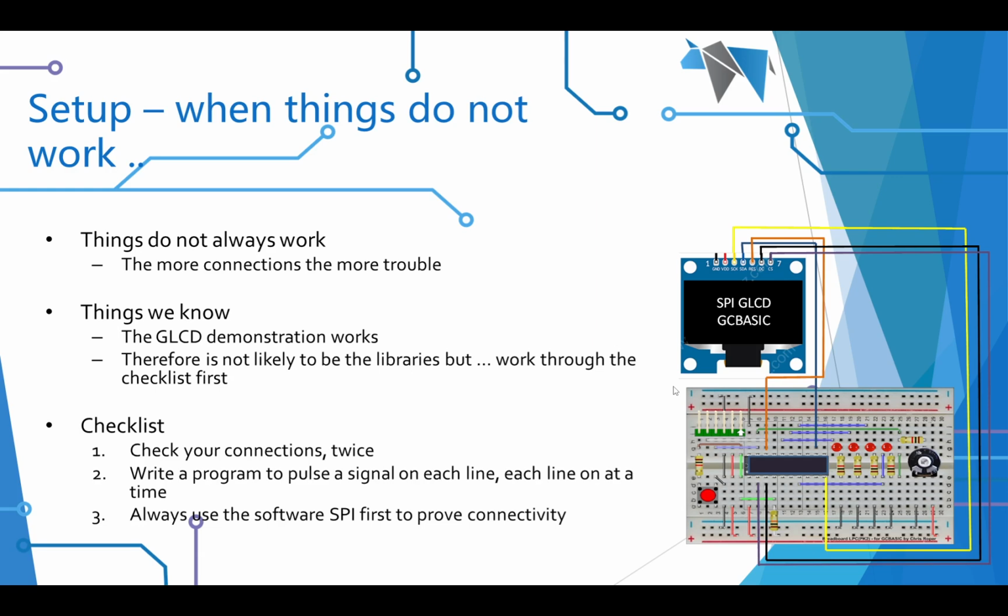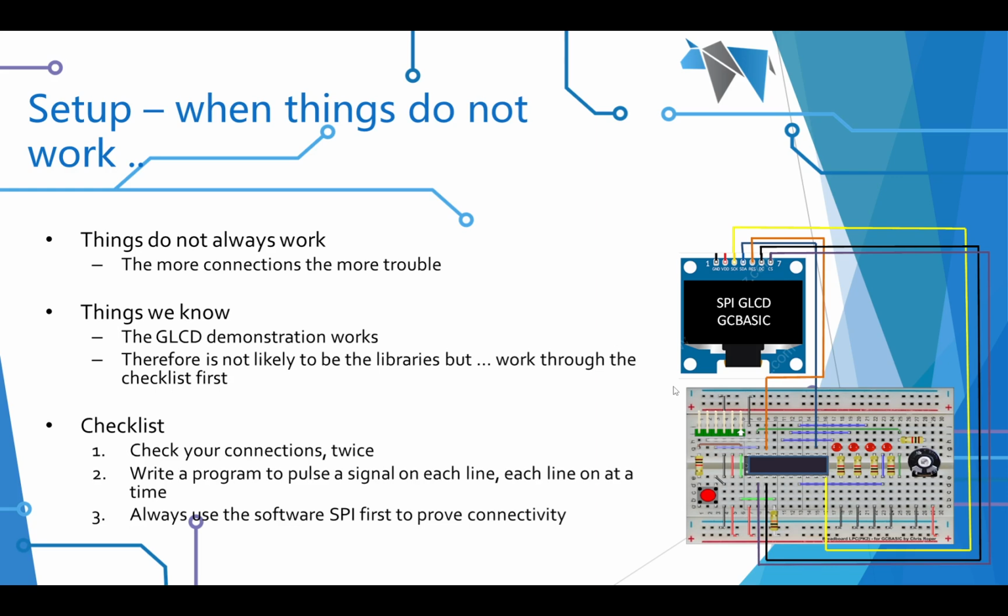Then take away our GLCD program, and write a little program just to pulse each line, right, pulse the serial data out line without any libraries, and just get an LED on it. Make sure it's working at the GLCD. Do each line at a time, 1, 2, 3, 4, and 5, and make sure they're working at the GLCD.